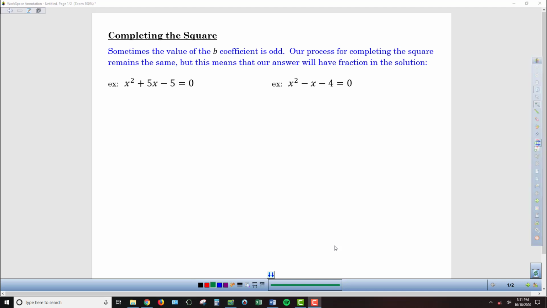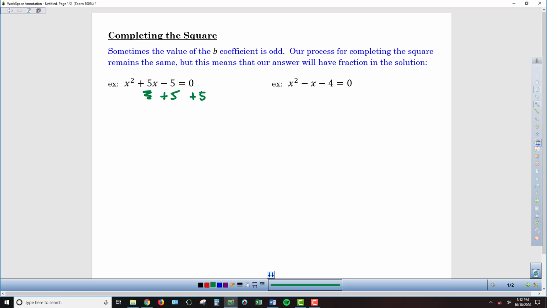Sometimes when we're solving by completing the square, we have a little bit of an added piece of difficulty when the value of b, the number in front of the x, is odd. And the reason that's problematic is because of how we come up with the number that will complete the square for us.